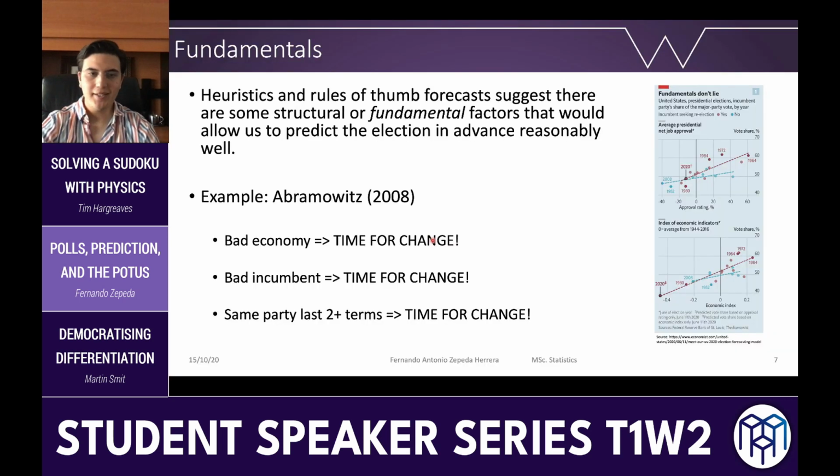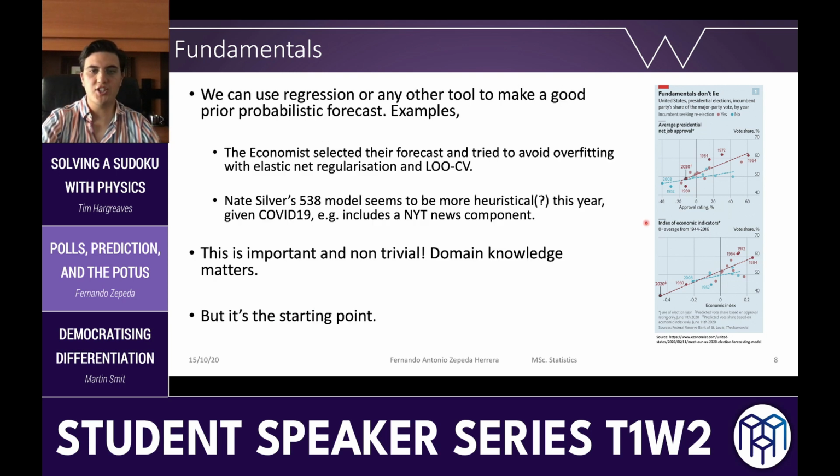It's the economy, stupid. Heuristics, rules of thumb, everything points to the fact that there may be some structural or fundamental factors that allow people to predict reasonably well in advance the result of an election. And as an example, you can do that mathematically or probabilistically, statistically, with different models, like Abramowitz's Time for Change model, which is based on three basic ideas. There's a bad economy, it's time for change. There's a bad incumbent, it's time for change. The same party has been governing for a long time, it's time for change. And there's some empirical evidence that suggests that we can do that.